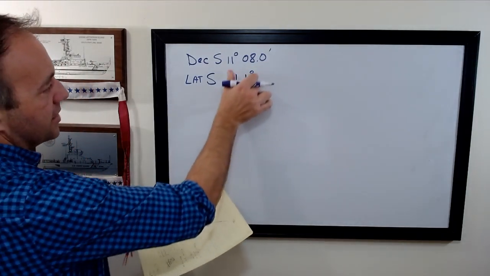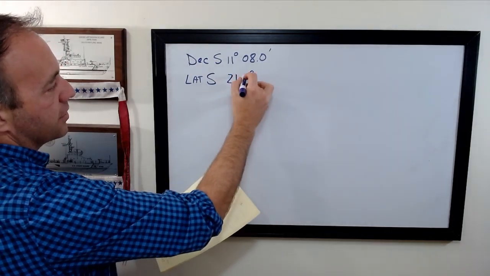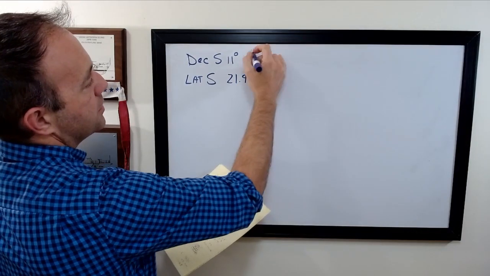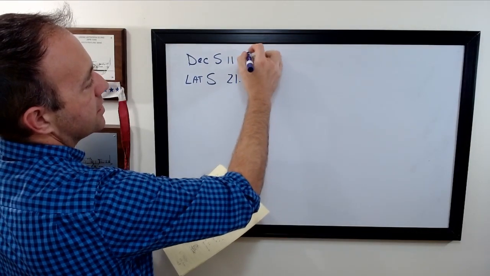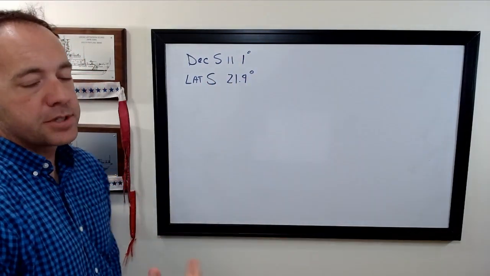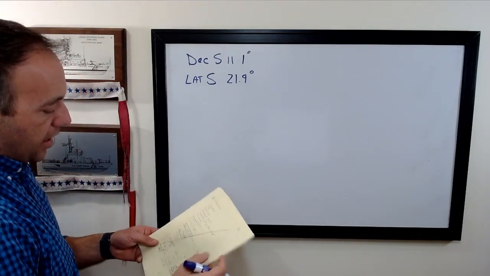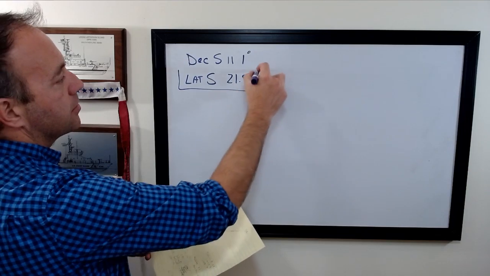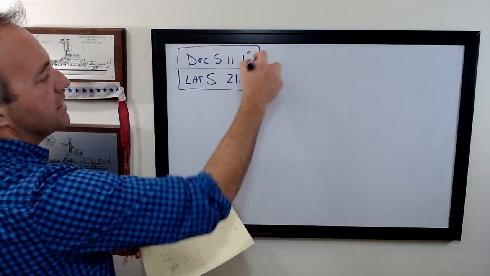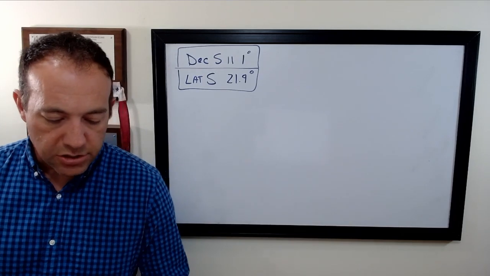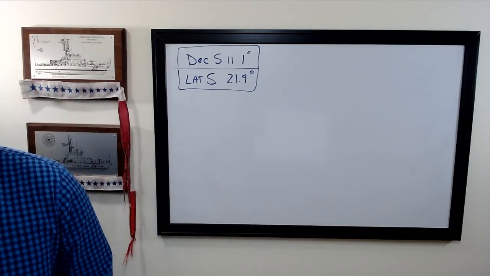Right? Oh, I'm sorry, our latitude is south 21.9 degrees. Writing down the wrong numbers here. So this becomes 11.1 degrees. I skipped a couple steps here just so we can focus on the point of the problem. These are the two numbers that we solve for, and we need to get an amplitude out, right? So we can do the formula, or we can look in Bowditch.